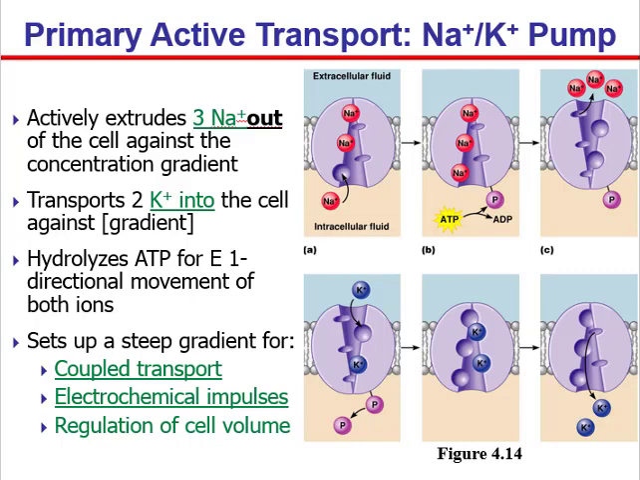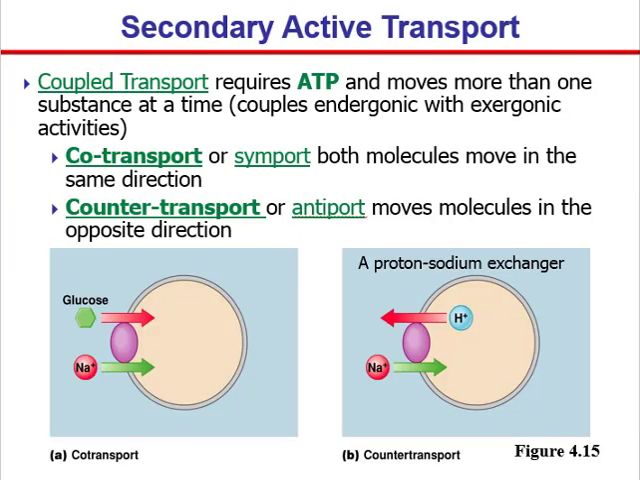Let's look at secondary active transport. So remember, anytime you see the word active transport, ATP is in the word. So here we have this coupled transport. It requires ATP, so it's an active process, and it moves more than one substance at a time. It couples endergonic with exergonic activities here in Figure 4.15. We can have co-transport, which is referred to as a symport. Both molecules are moving in the same direction.